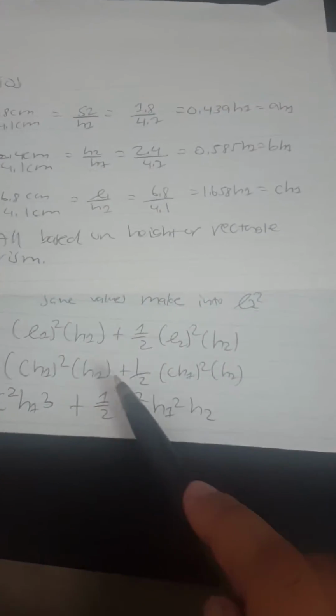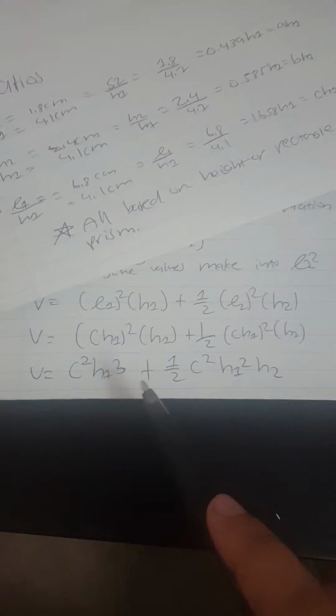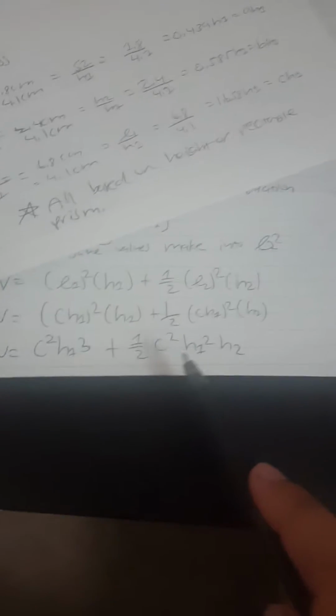So for L1, our ratio is CH1. I'm going to square it, and then it's multiplied by H1, plus 1 over 2 L1 squared, same thing, CH1 squared times H2. And as the end result, I get C squared H1 cubed plus 1 over 2 C squared H1 squared H2.